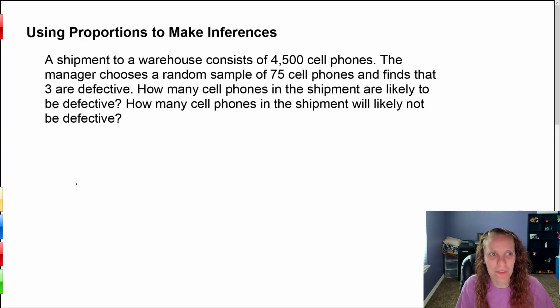Hey guys, today we're going to be using proportions to make inferences. Let's read the word problem below and then we're going to infer a couple of different things about the information that they give us. A shipment to a warehouse consists of 4,500 cell phones.